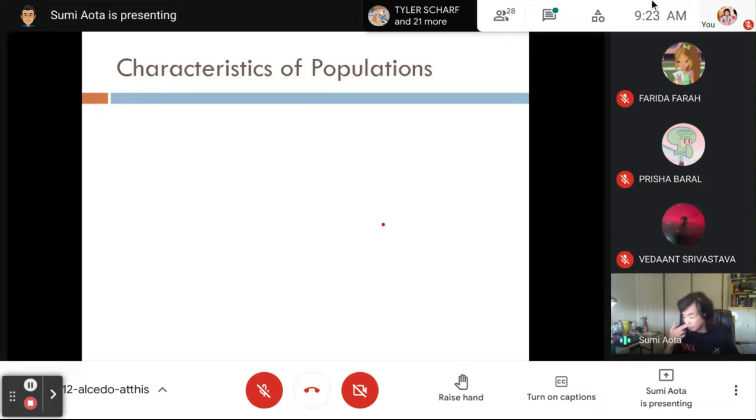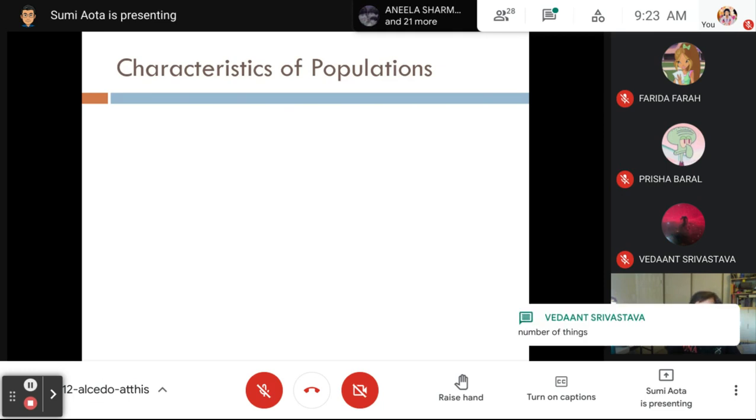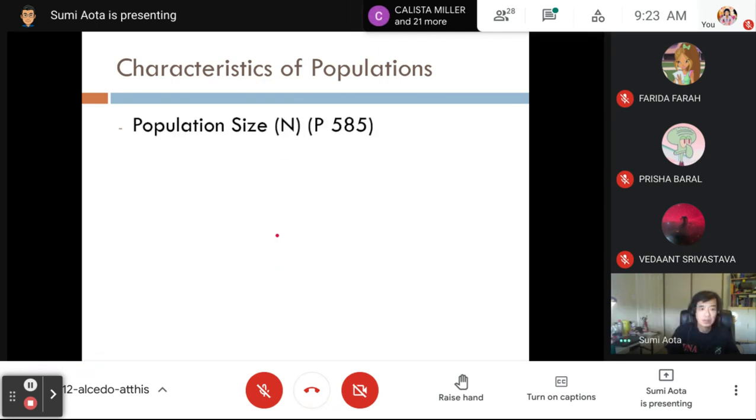Okay, so what do we need to know in order to study populations? Okay, so if you want to study a population, what kind of information do you think we need to know? What will be the first piece of information you think will be relevant? The number of things. Yeah, good answer. Okay, it's what we call the population size.